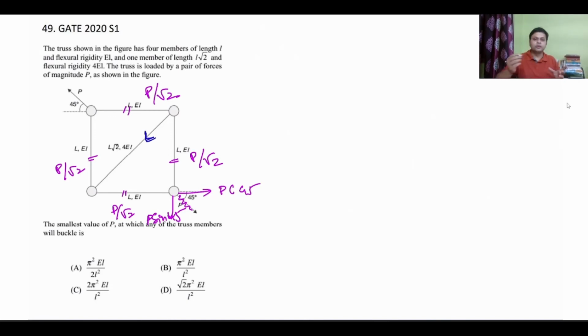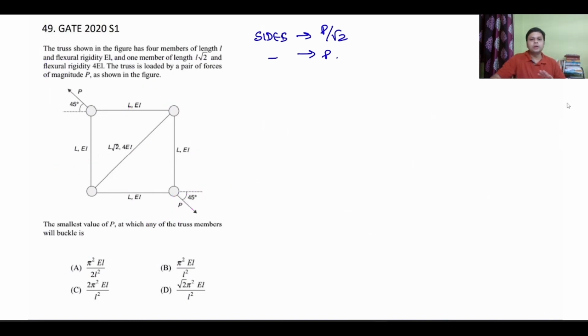Now what is the force in the diagonal? I can simply say the force in the diagonal will be the root of (P by root 2) whole square plus (P by root 2) whole square. That will come out to be P. So the force on the sides is P by root 2 and the force on the diagonal is P. I can make this out from preliminary analysis.